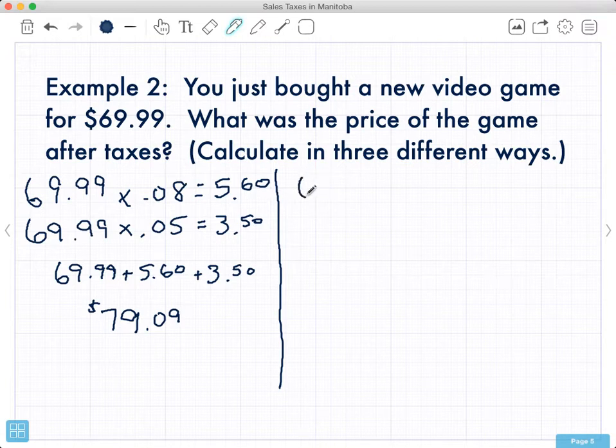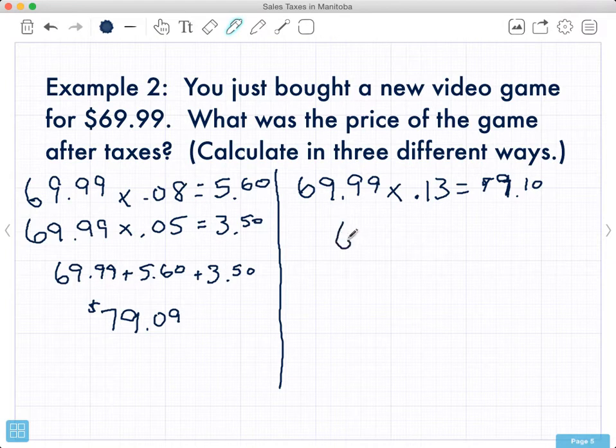So we could take the $69.99, the price of the game, and times that by 0.13. That's 13% converted to decimal, again, either by dividing by 100 or moving the decimal over twice. That gives you combined tax of $9.10, which is what you would get if you added together the two taxes from our previous method.